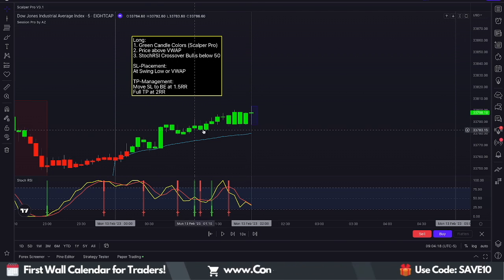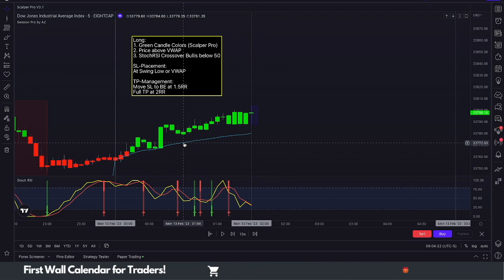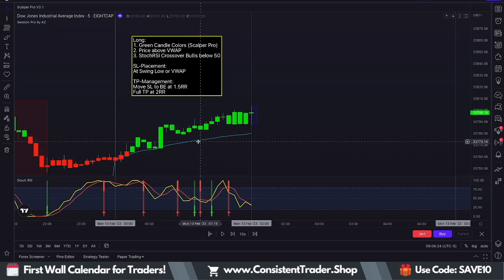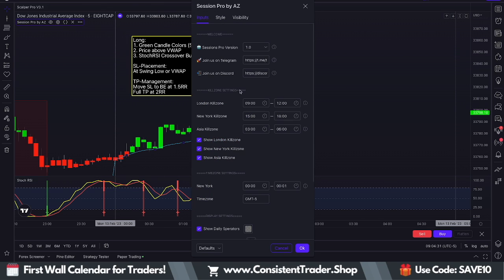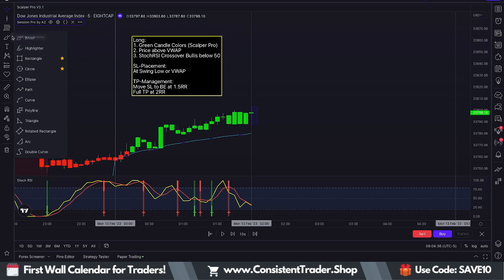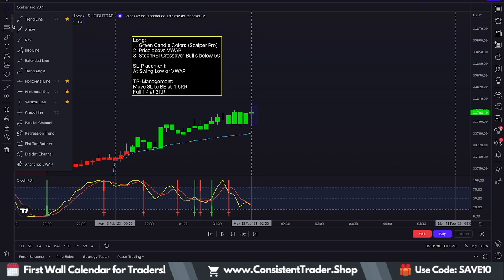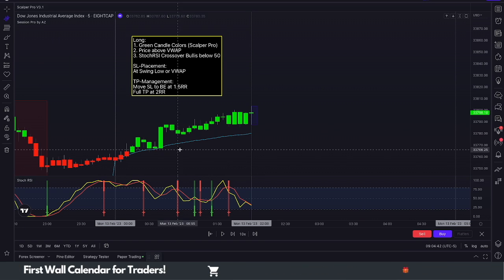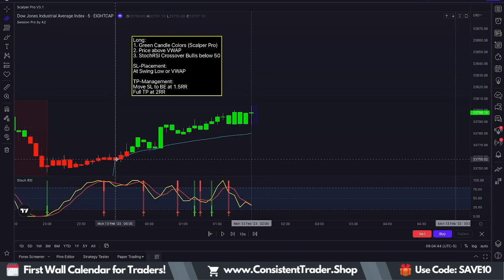So we have green candles right here, and the second condition now would be that we want to see price being or hovering above the VWAP. The VWAP here is this blue line, which is created through the Session Pro indicator. You can also use the drawing tool right here. If you hover over to vertical lines or in general lines, you can go to anchored VWAP, and you can anchor your VWAP at New York local time midnight, and you will see that same line appear.